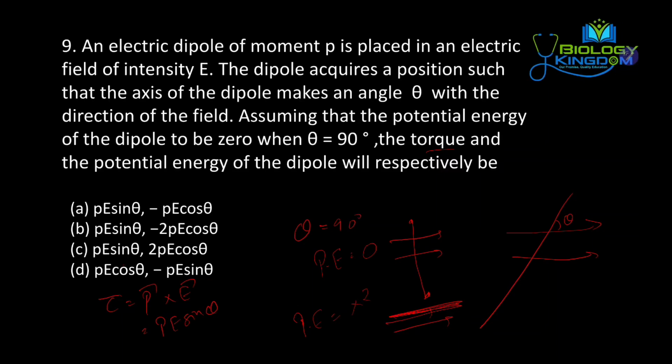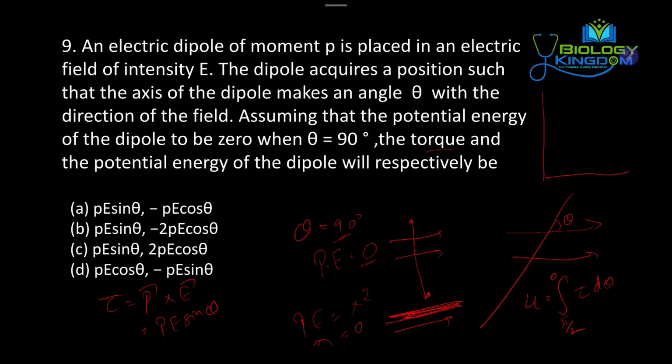So as we can see, all the options have this, so we can't determine which is the right answer. We have to find the potential energy. So what is the formula of potential energy? It is the integral of tau d theta. The potential energy is 0 at 90 degrees. That means the potential energy is minimum, 0, when theta is pi by 2, and its value is maximum when the angle is 0. So we have the limits from pi by 2 to 0.